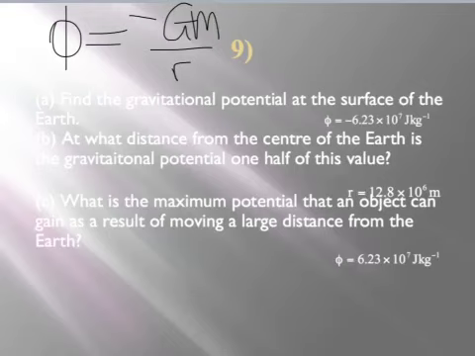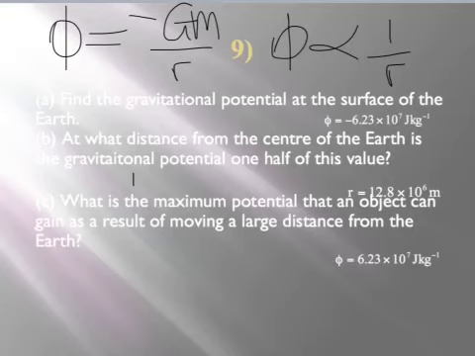And then B, at what distance from the centre of the Earth is the gravitational potential 1/2 of this value? Well, since you can see from this expression that phi is proportional to 1 over r, to get half the potential, we need to double the radius r. So it's simply, well, there it is there, twice 6.4 million, which is 12.8 million meters.